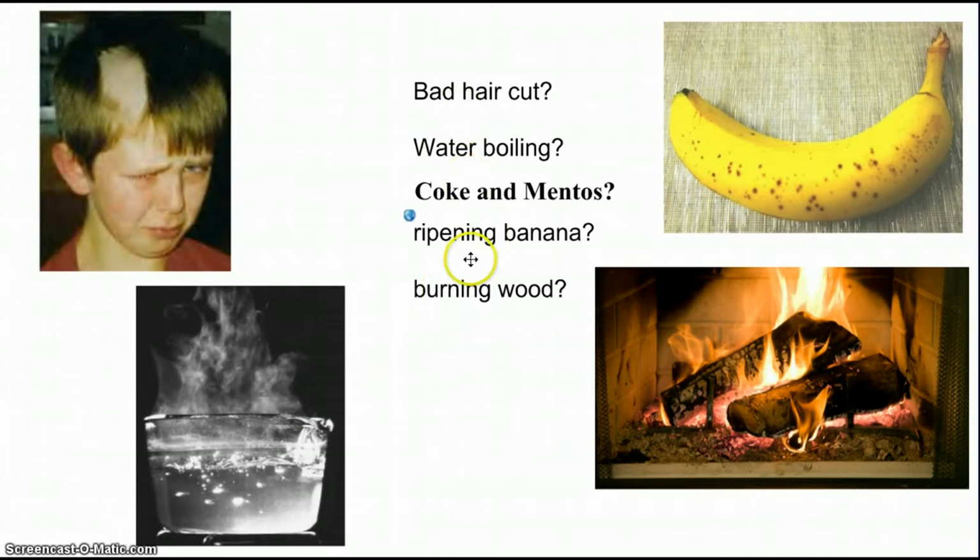Alright, so let's look at these examples. A bad haircut. Check out this poor guy. Okay. I think at this point you just have to cut it all off. I mean, there's no fixing that one. I mean, even if you put like racing stripes on both sides. Anyway, bad haircut. Physical or chemical? Definitely physical, because you still have hair. Nothing new is being made.